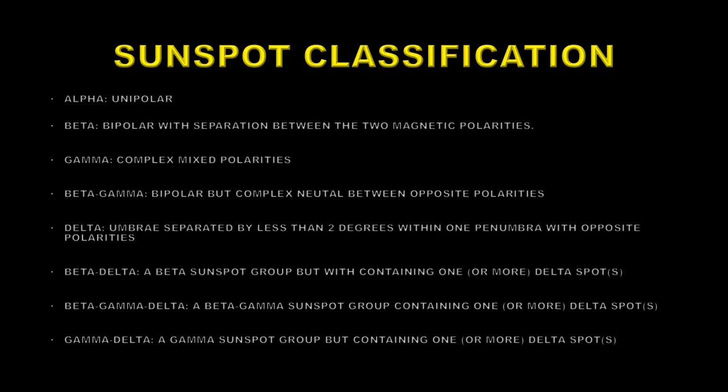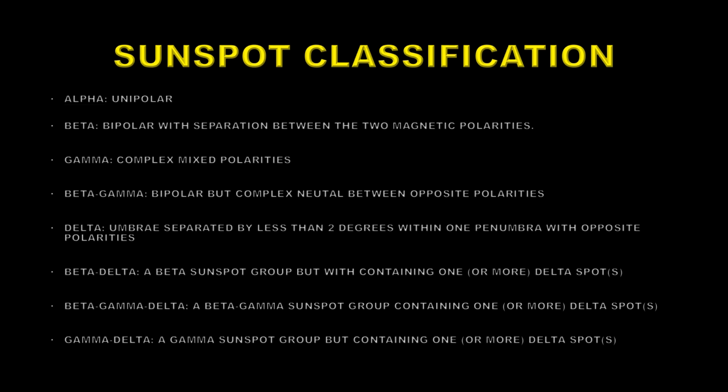Today I'm going to start using the sunspot classification when talking about the sunspots, and it's a little complicated, so I'm going to leave this description of the various categories up for several days so you can refer to it. An alpha sunspot region is a unipolar sunspot region, i.e. it only has one polarity, either positive or negative. A beta region is a bipolar region with separation between both polarities. Gamma is a complex sunspot region with mixed polarities.